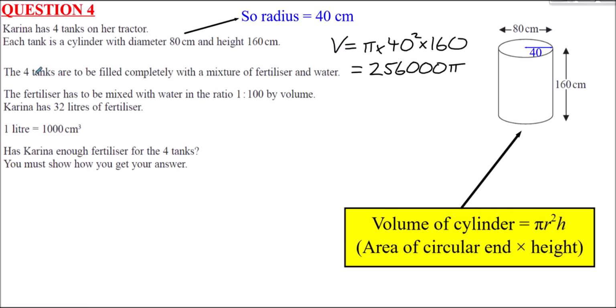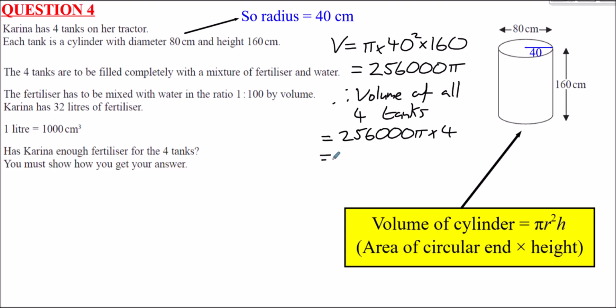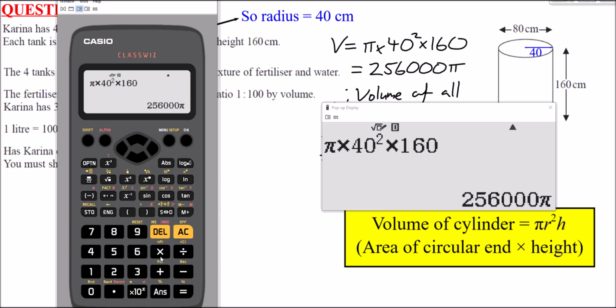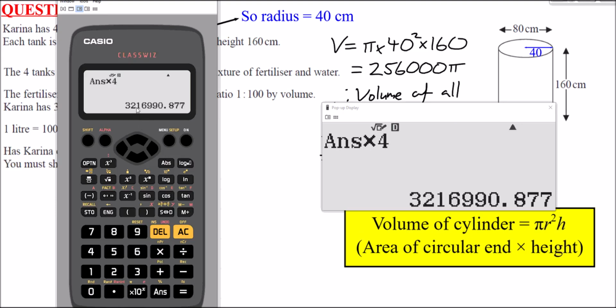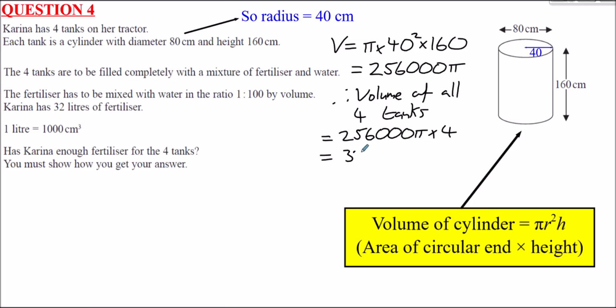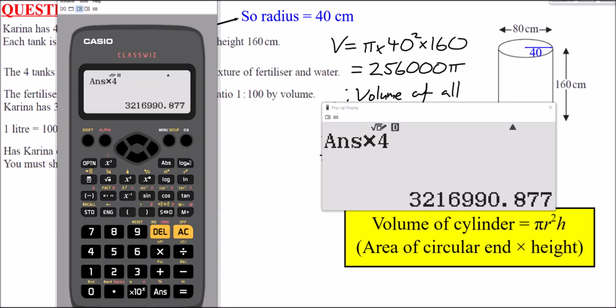But she's got 4 of these tanks, so the volume of all 4 tanks is just going to be 256,000 pi multiplied by 4. So if we just take our value on the calculator and multiply that by 4, we get 3216990.887.